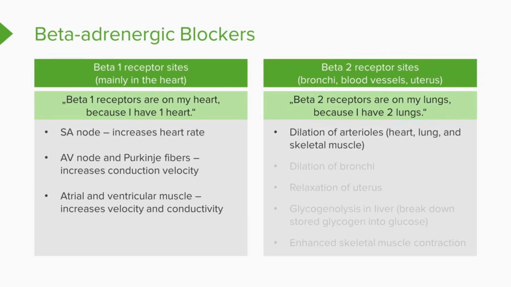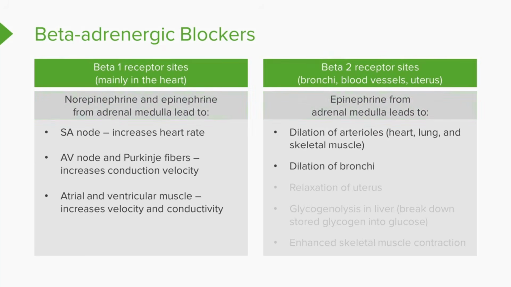So they get hit with epinephrine from the adrenal medulla, and then what happens is the arterioles dilate in the heart, the lung, and the skeletal muscle. Hey, that's cool, because the arterioles are like the control valves. So they're going to dilate when those messengers, epinephrine from the adrenal medulla, hit the beta 2 receptors. Arterioles dilate. Now things are opening wide up.